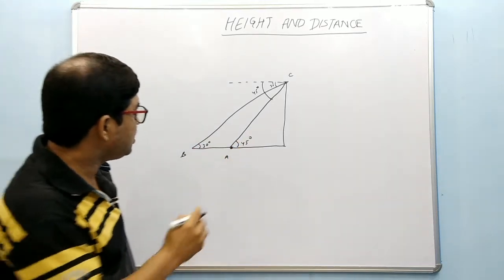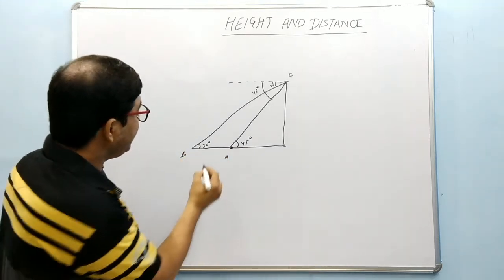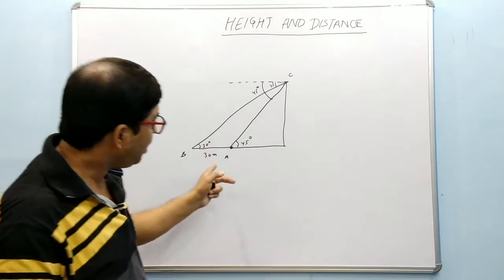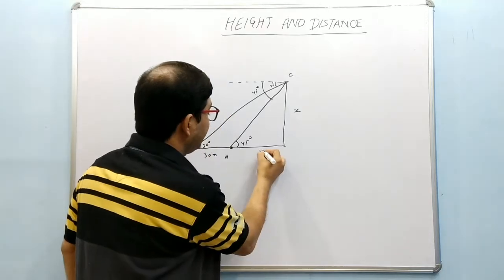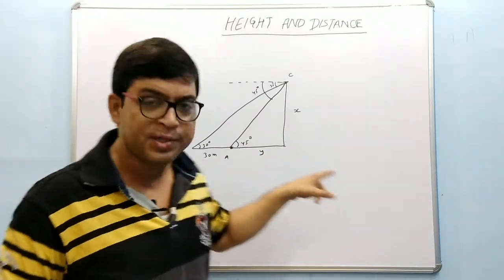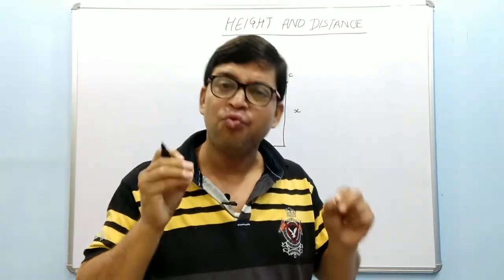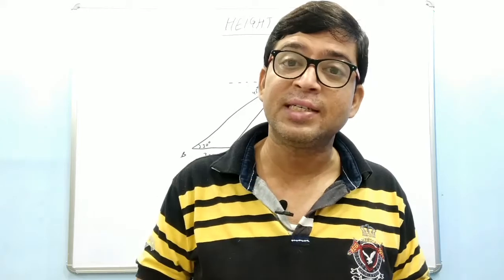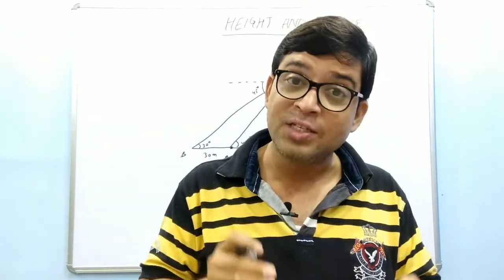Suppose it is given that the distance between the two men is 30 meter. We need to find the height of the building and the distance of the first person from the building. So two variables are there. If two variables are there, we need to take two equations in terms of two variables. So two triangles are to be involved.